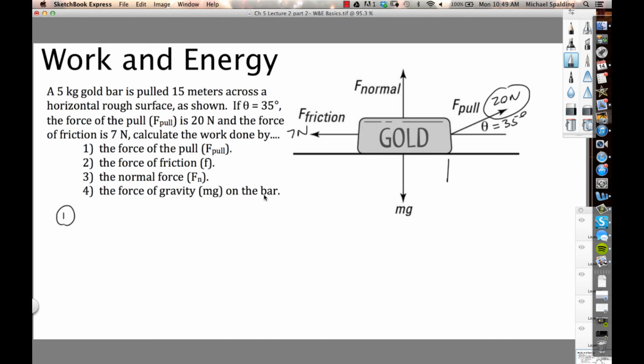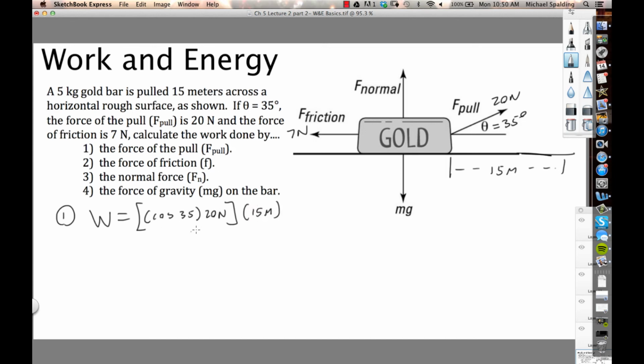What did I do here? There we go. So this is 15 meters. So we're going to have to do some trig. We need to get the x component of the 20. So work equals cosine 35 times 20, then times the 15 meters.